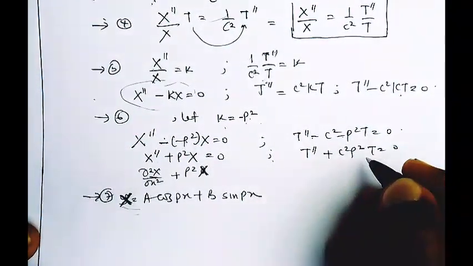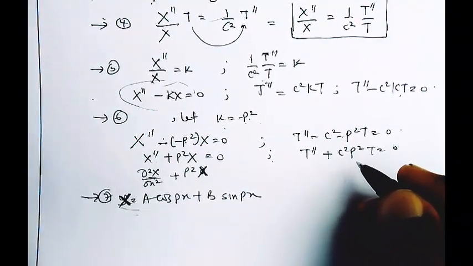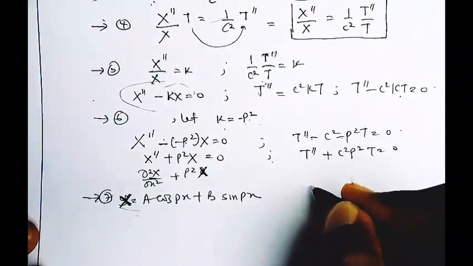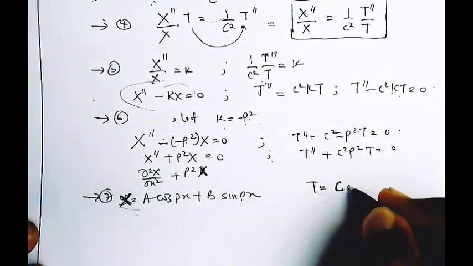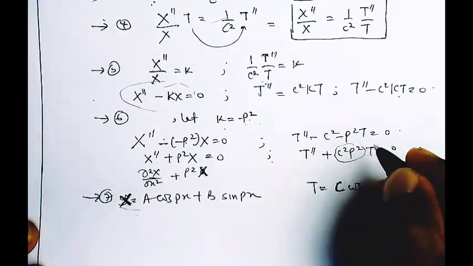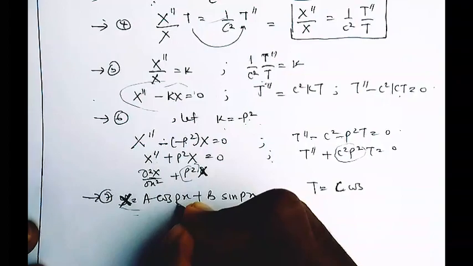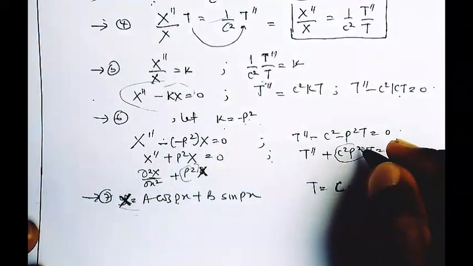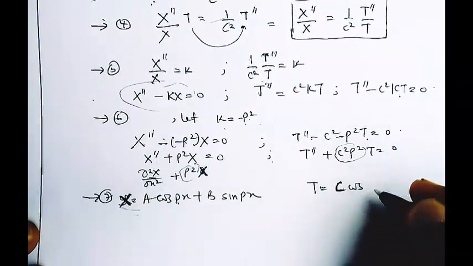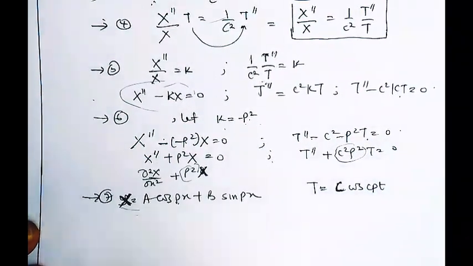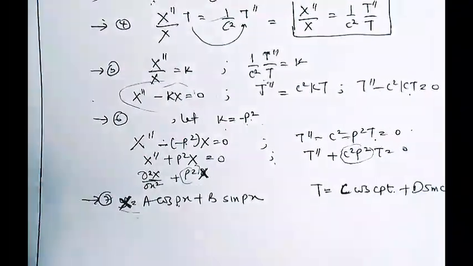The same thing happens for my T side also. So I have to find the solution to this now. And the solution for my T also will be T is equal to, let's assume a different constant, c cos. Now in this case, the constant that is here was p square, right? That's why, taking the square root of c square p square, I have cp. So c cos cp t, remember T is a function of small t, plus d sin cp t.